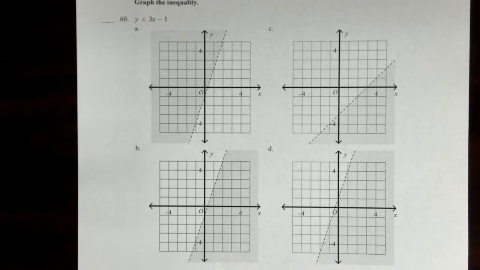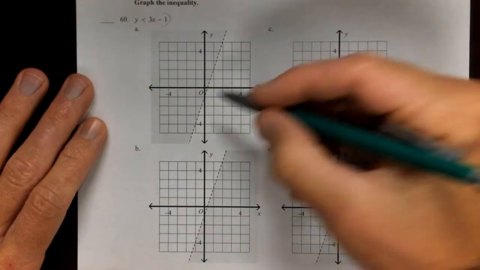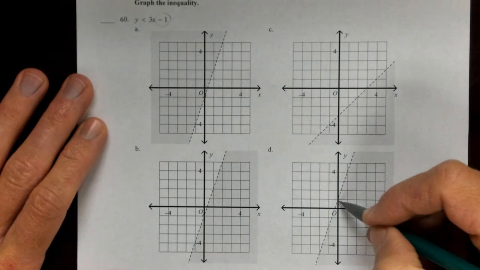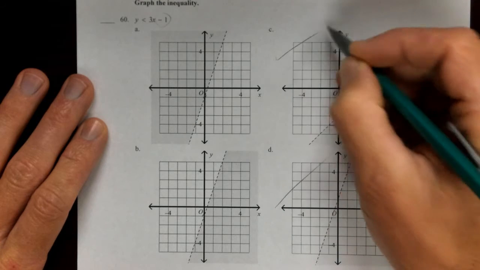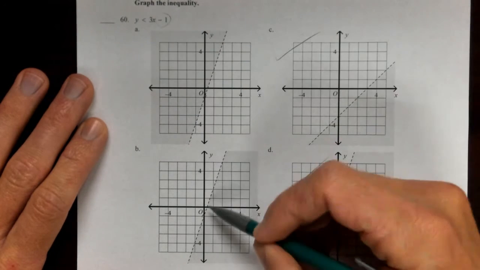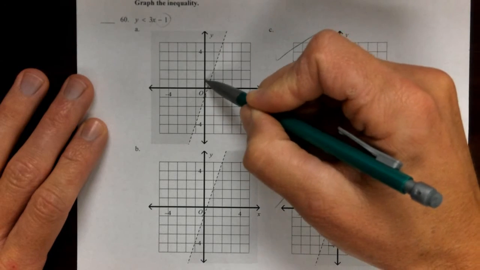All right, looking at number 60. Okay, we're going to graph the inequality. We know right now it has a y-intercept of negative 1. That's positive 1, so that is incorrect. That's negative 3, that is incorrect. We have a slope of positive 3, so from negative 1 we go up 1, 2, 3 over 1. Good. Up 1, 2, 3 over 1.